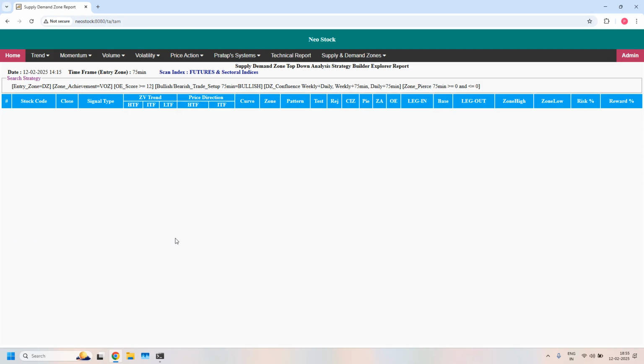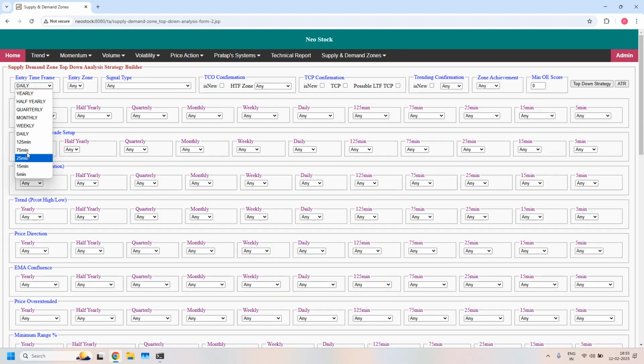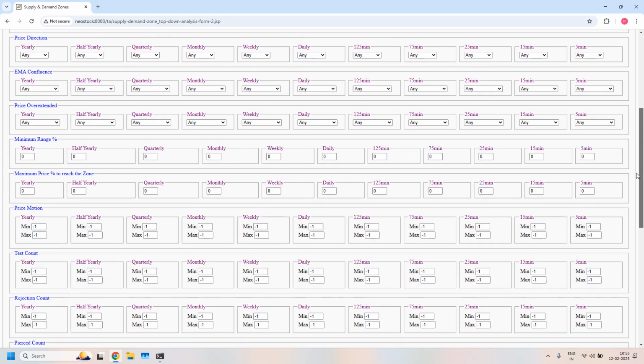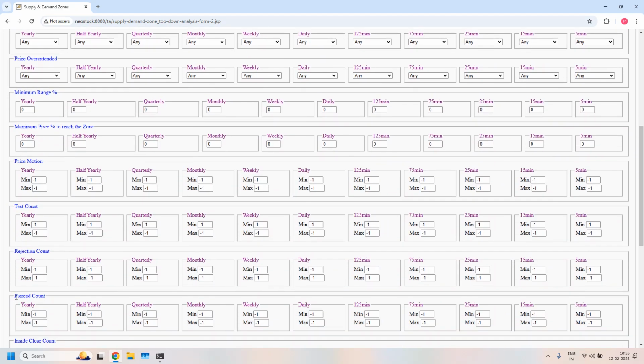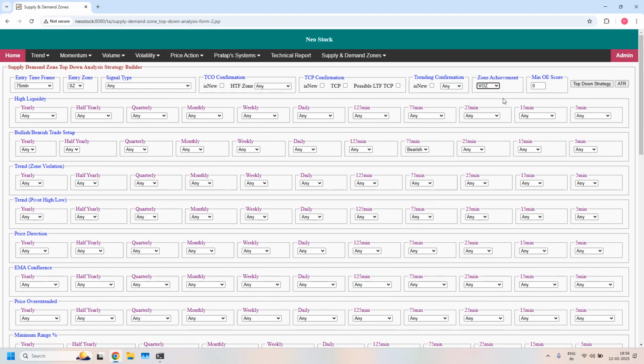Next, bearish trade setup for weekly income trade. Entry time frame 75 minutes. Entry zone, supply zones. In bullish or bearish trade setup at 75 minutes time frame, I am selecting bearish. And 75 minute supply zone should not be pierced. So in the pierced count at 75 minutes time frame, minimum value 0, maximum value 0. Zone achievement VOZ, minimum odd enhancer score is 12.